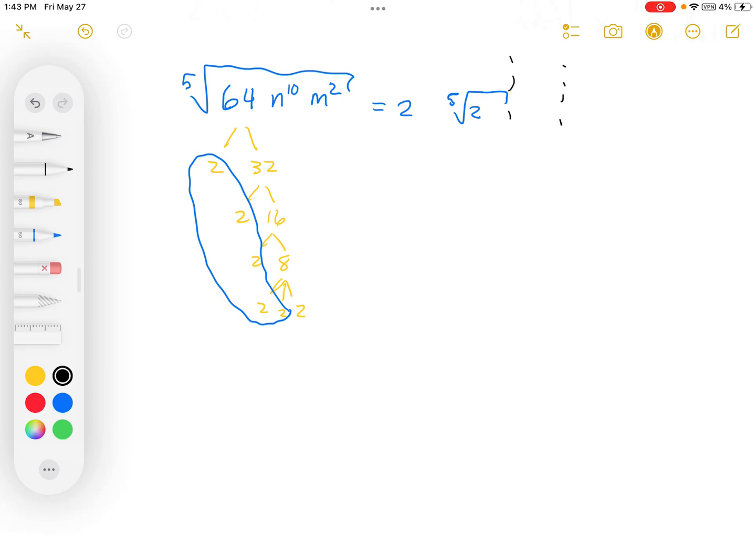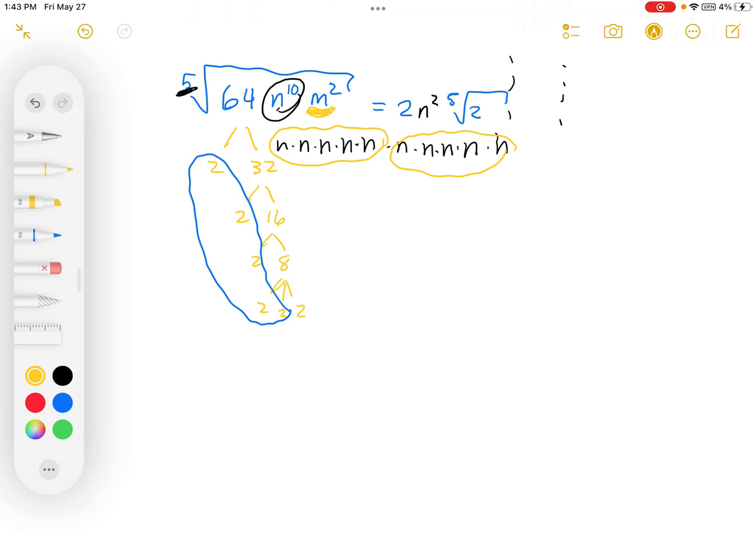Without writing out all the n's, we have 10 of them. I'm thinking in my brain, if we have 10 n's and we're breaking them into groups of 5, that means we're going to have 2 complete groups of n. So that means we're going to have n squared on the outside. 2 complete groups of 5. M squared here, that's just m times m, so we don't have enough for a group of 5, so that means that has to stay within the radical.